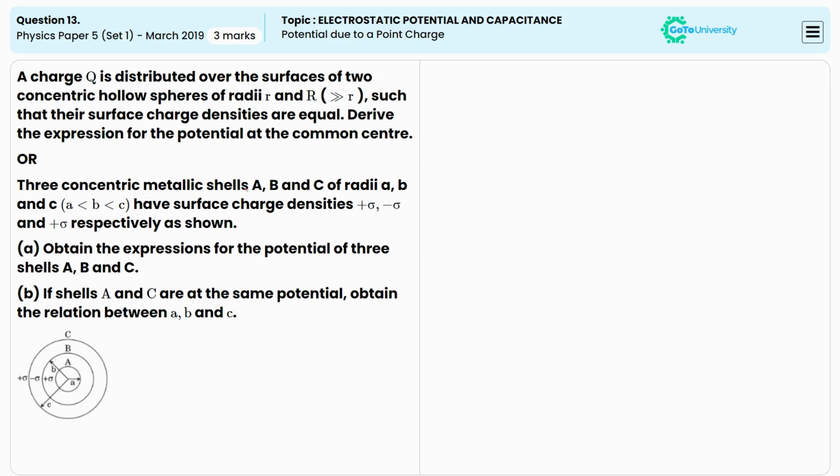Three concentric metallic shells A, B and C of radii a, b and c, where a is less than b, b is less than c, have surface charge densities plus sigma, minus sigma and plus sigma respectively as shown. First, obtain the expression for the potential of the three shells A, B and C.